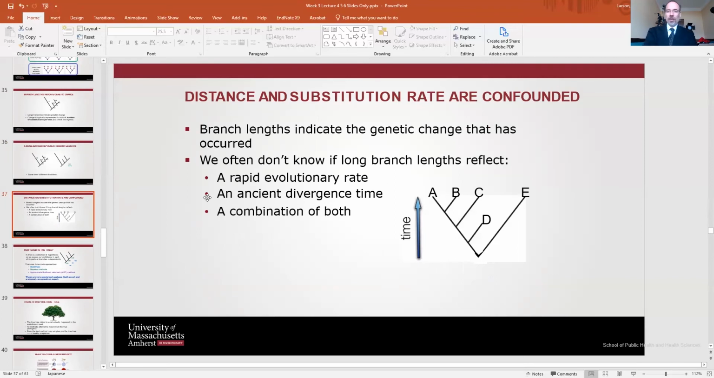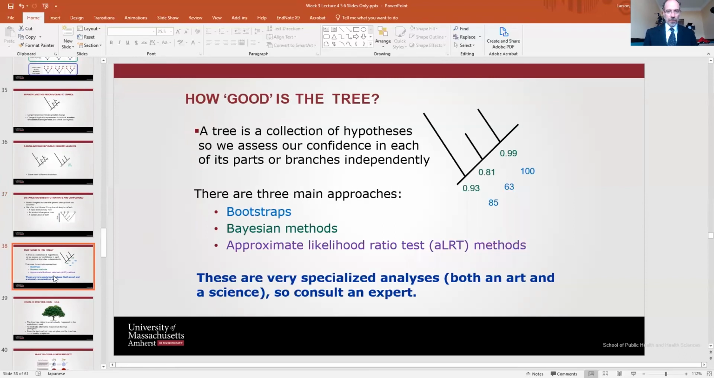Distance and substitution rate are confounded. Branch lengths indicate the genetic change that has occurred. We often don't know if long branch lengths reflect a rapid evolutionary rate, an ancient divergence time, or a combination of both. So there's kind of some unknowns here. You can only tell how different the organisms are.